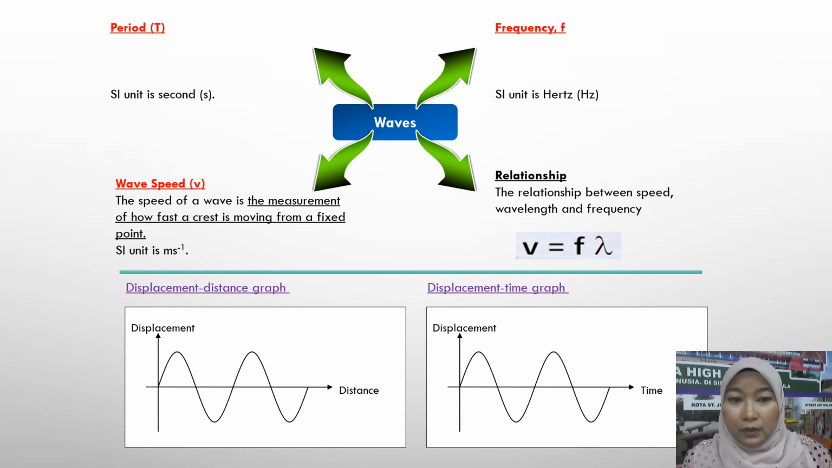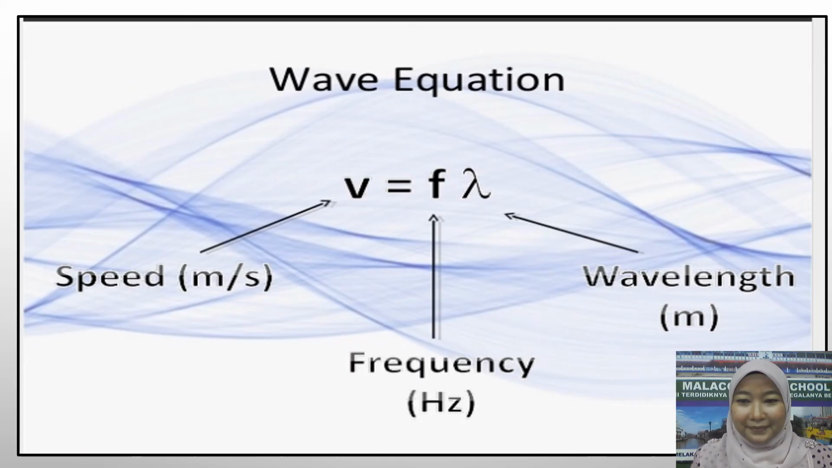So from this topic, we can sketch two graphs, that is displacement-distance graph and displacement-time graph. From the displacement-distance graph, we can determine the amplitude and the wavelength. And from the displacement-time graph, we can measure the amplitude, the period, and also the frequency of the wave. This is the wave equation. What is the wave equation? v = fλ, where v is the speed of wave, f is the frequency, and λ is the wavelength.